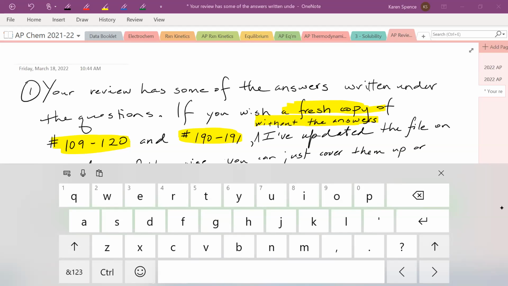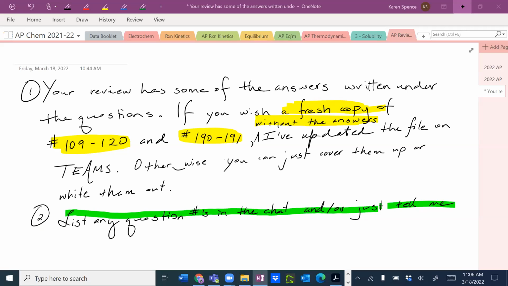So let me minimize this chat again. Oh, that's not my pen, that's my pen, not my stylus. There we go. All right, so if anyone hasn't seen it yet, once you get to the second half of this thing, or close to it, number 109 and all the way up to 120 have answers attached to them, and so do number 190 and 191. I have updated the file on Teams. It's on our general post and it's in the general files.